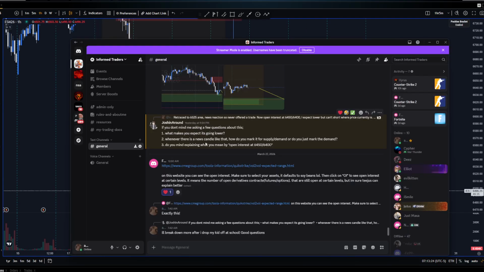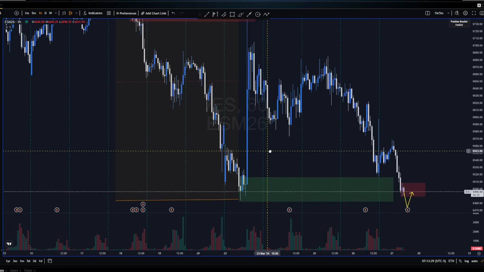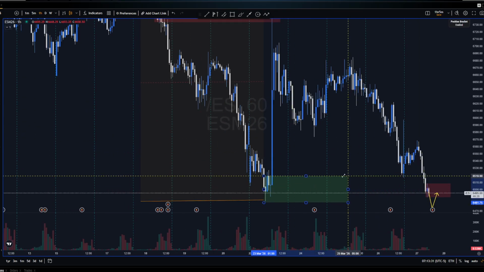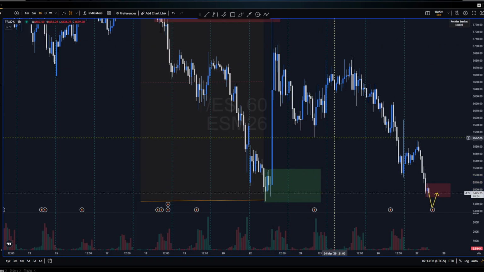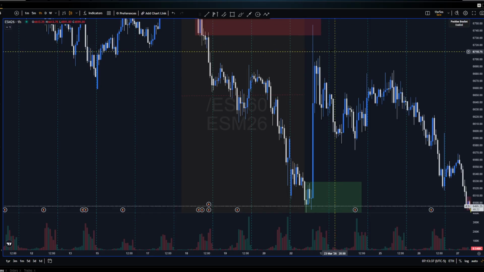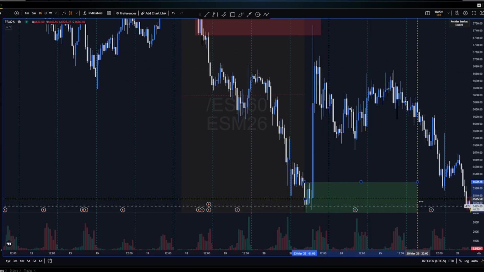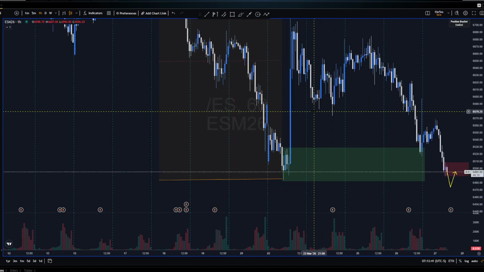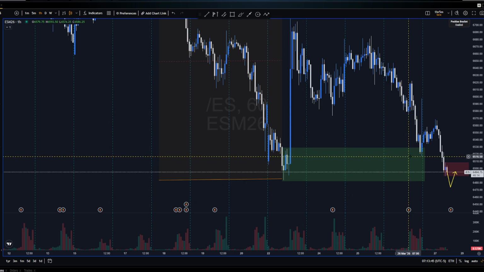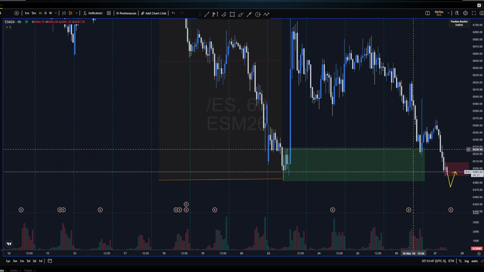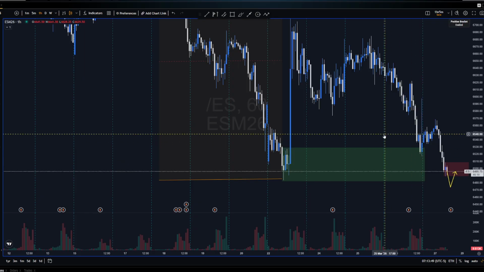The other question was, whenever there's a news candle like that, how do you mark supply and demand? Just the same way we do. The imbalance of orders came down here and we just took off. At the end of the day, once we found sellers, this has been our expectation for the last few days. That's why I said 65.25, because there was also open interest at 65.25.